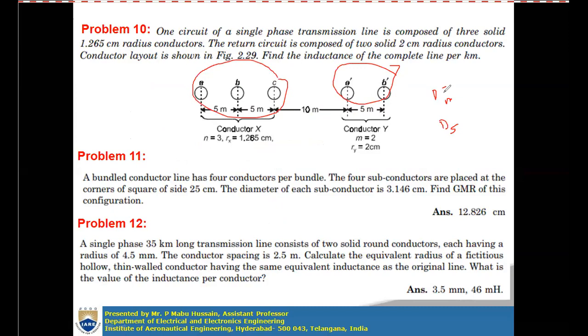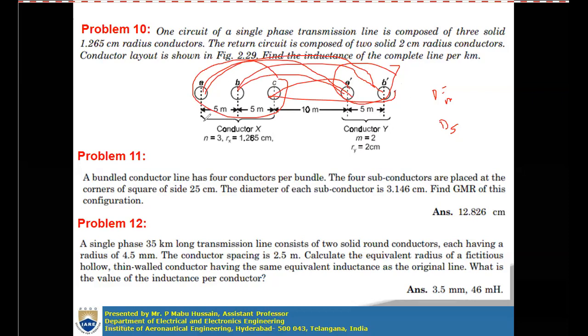Okay, so DM is the mutual distances from all conductors of phase A to phase B. That means DAA', DAB', and so on, BA', B'C A', C B'. So those are the mutual distances, right? And whole to the power of 1 by mn. m is number of conductors in X conductor, which is 3. n is number of conductors in Y conductor, which is 2. So 1 by 3 into 2, 6 you will get. Okay, whole to the power of 1 by 6 you will get here.